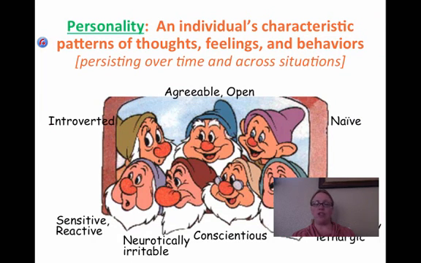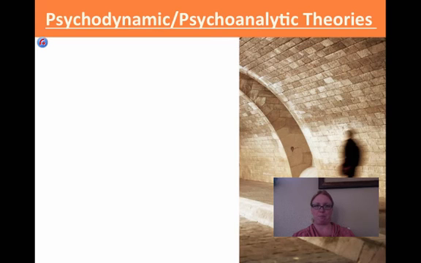Our general definition of personality is an individual's characteristic patterns of thoughts, feelings, and behaviors, which persist over time and across situations. If we talk about our dwarfs, each of our dwarfs has these stereotypical personality traits. We have agreeableness, openness, naivety, lethargic, conscientious, neurotically irritable, sensitive and reactive, introverted. So we all have all of these different things, and this is what personality theorists aim to study.